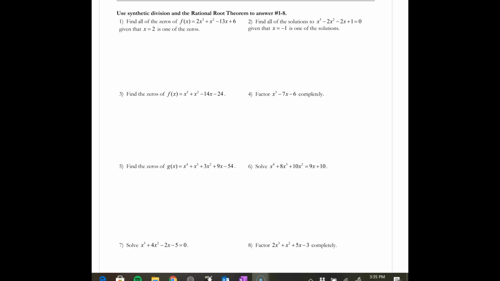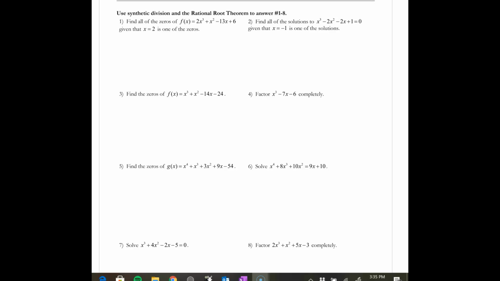So in this, we are going to be using synthetic division. That's that upside down division box that I showed you. I didn't give it that name, synthetic division, but that is technically what this is called. And we're also going to be using the rational root theorem because as we go through these 8 problems, our goal would be to try and factor. And what we're going to find out is that none of these are factorable.